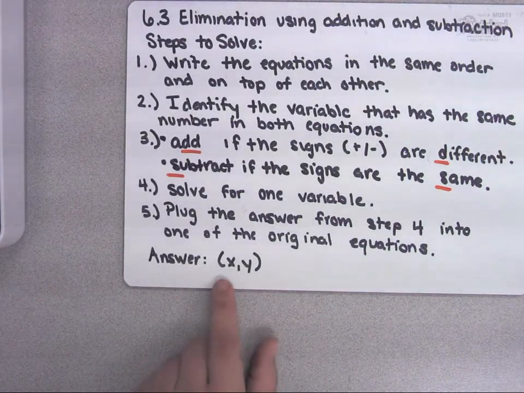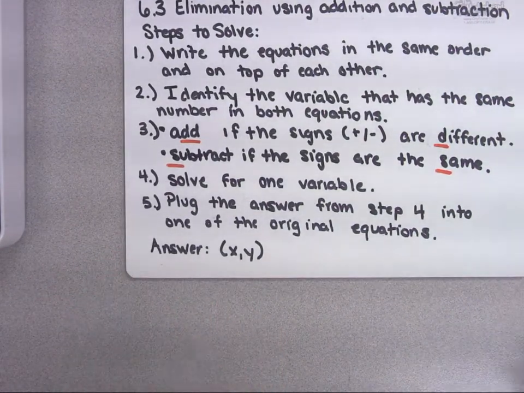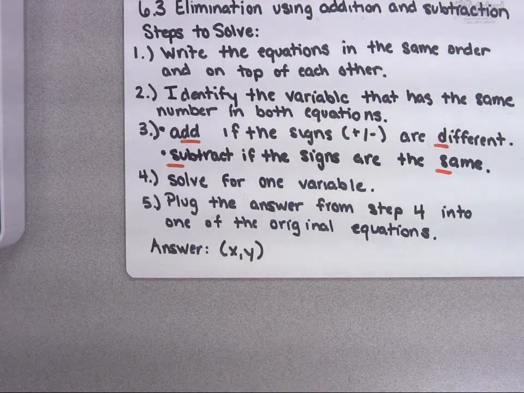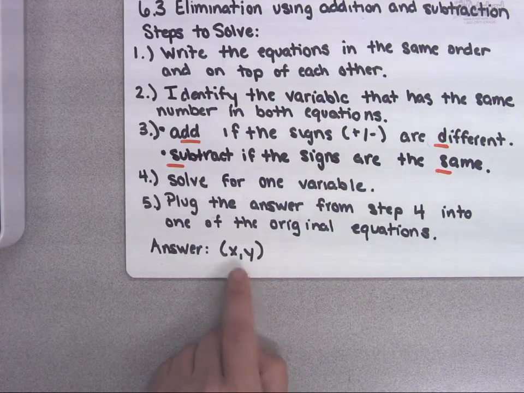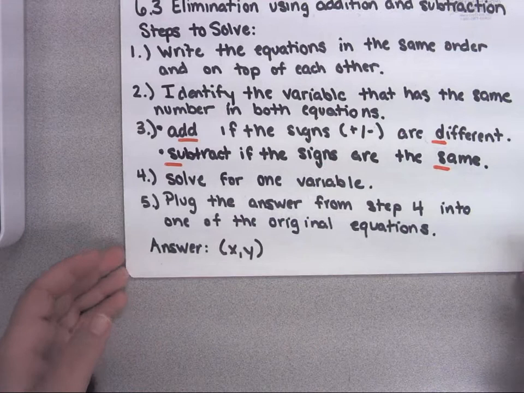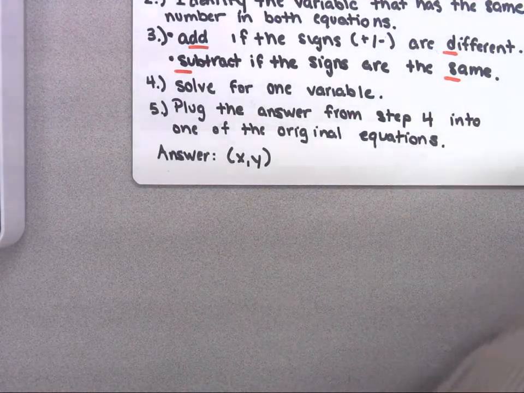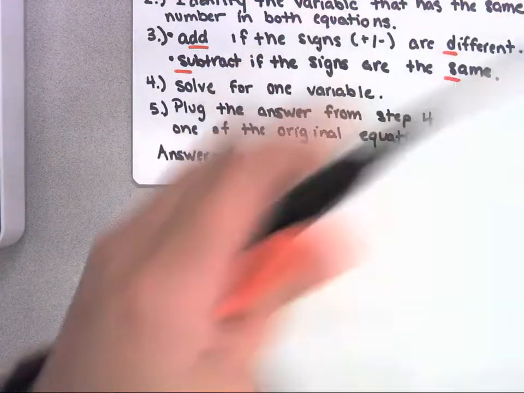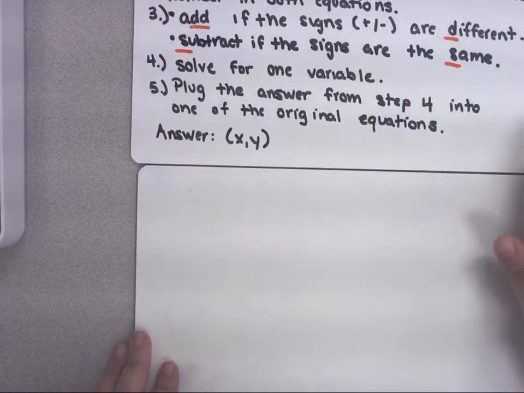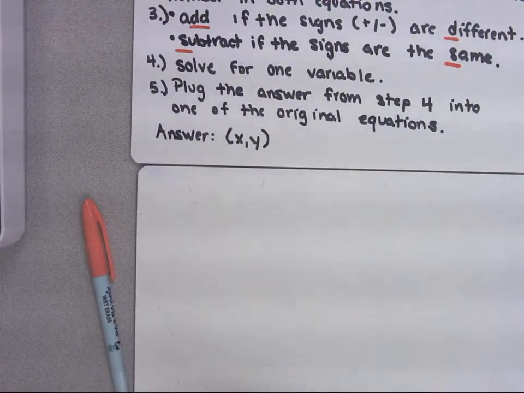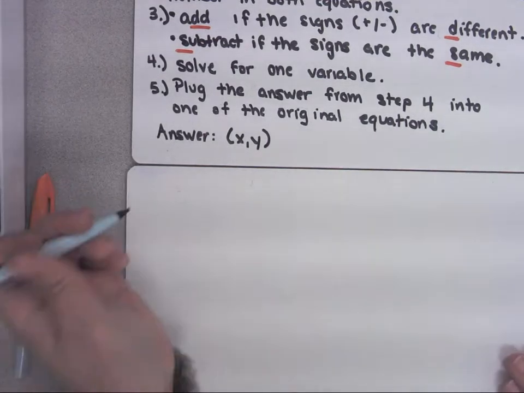Okay, so if it's not X and Y, if it's A and B or C and D or Y and Z, whatever it is, you have to put it in alphabetical order. Okay, we're going to keep these steps. Do some problems. So, this is what it's going to look like, okay?